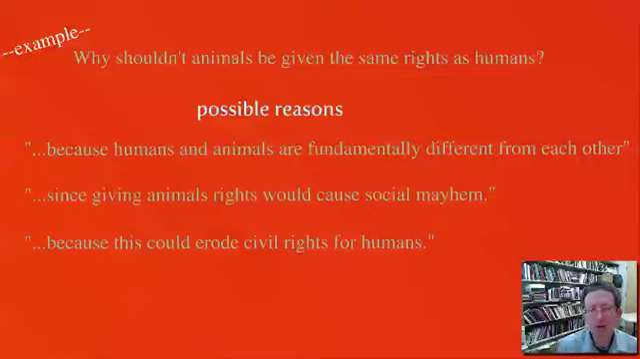If you were noticing, within these because clauses, there are actually embedded claims, right? So you have these rationales that are supporting claims for your central claim. Let's go back and see which type they are. Because humans and animals are fundamentally different from each other, that would be either a definition claim or a comparison claim, wouldn't it? The next one, since giving animal rights would cause social mayhem, that's a causal claim. It says it right there, would cause something. And the last one's also a causal claim, because this could erode civil rights for humans. All right, so I think these through, and finally I'm going to go with number 1, because humans and animals are fundamentally different from each other.